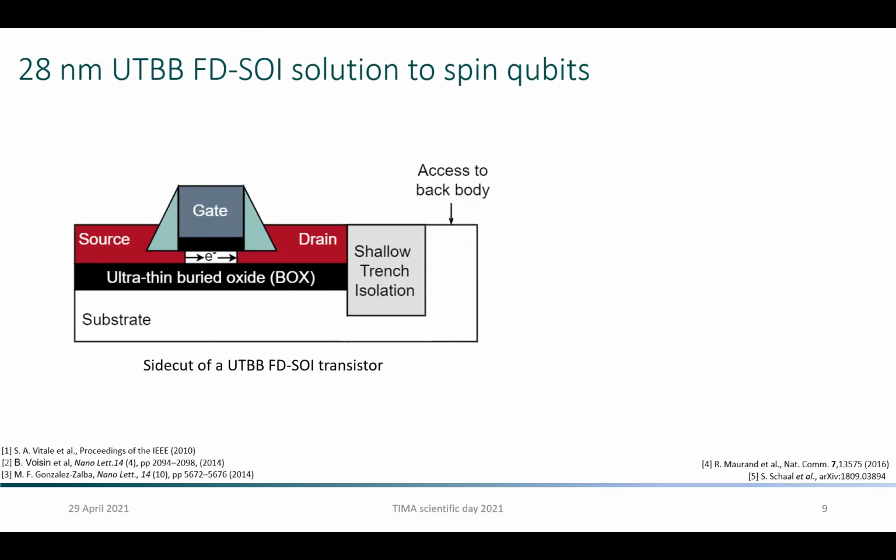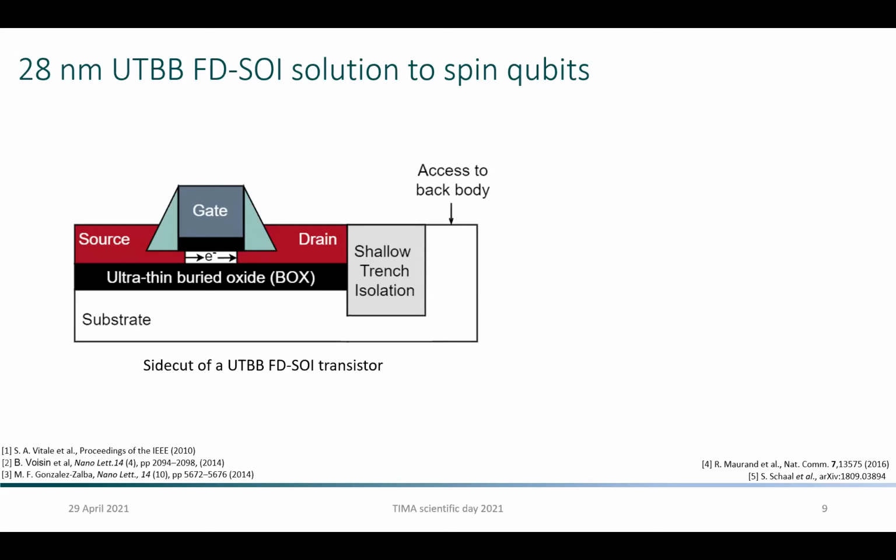Our devices are designed and fabricated using STMicroelectronics 28 nanometer, ultra thin body and buried oxide, fully depleted silicon-on-insulator technology. Here you can see a side cut of such a transistor, MOSFET. It consists of an ultra thin silicon body. And in order to induce a current between the source and the drain, we activate the channel by polarizing the transistor gate, which sits on a thin gate oxide.